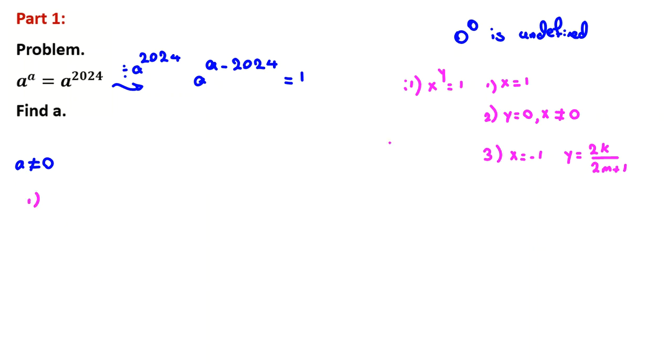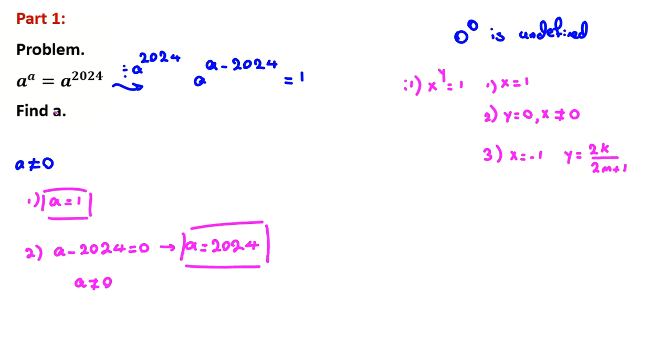Okay, if we consider the first case, x equals 1. X is what here? A. A is 1. So one answer is A equals 1, and you will see 1 to the 1 is 1 to the 2024. Both sides will be 1. Second case, the power should be 0. A minus 2024 should be 0, and the base shouldn't be 0. A shouldn't be 0. So let's check. In this case, A equals 2024 and A is not 0. Second answer. And let's check 2024 to the 2024. The right side is also the same.